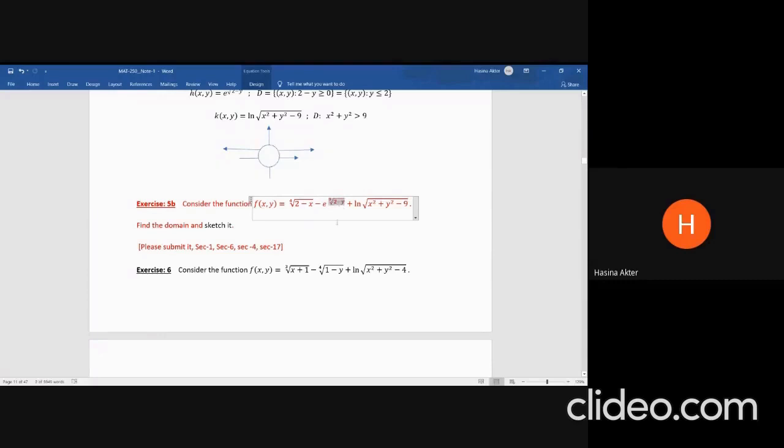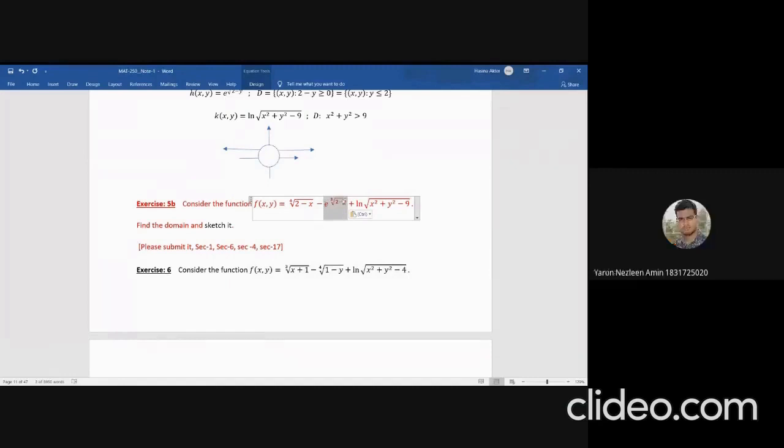That means this function does not change the domain. What does it mean? The domain of this function is the same as the domain of this function. Do you understand me? Because if you take the intersection with the set of the whole xy plane, that doesn't change the intersection. Do you understand me?